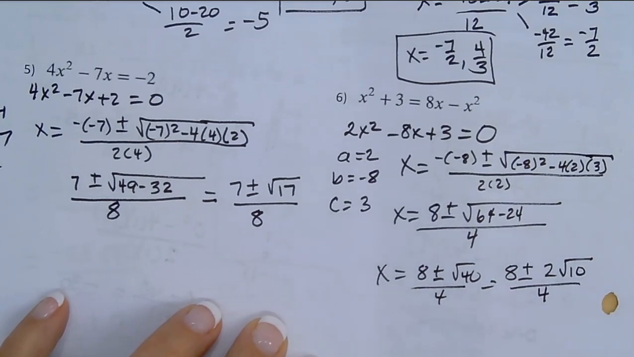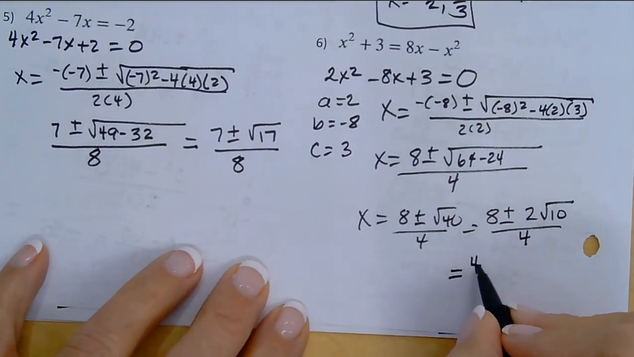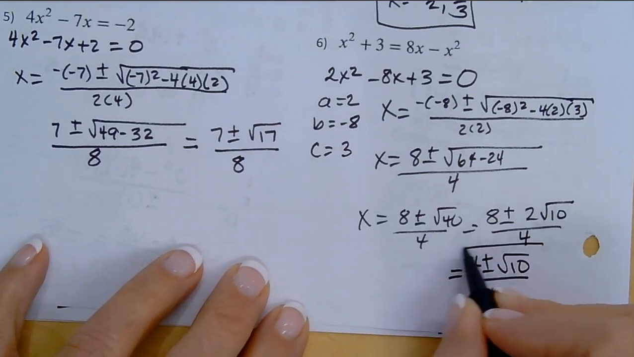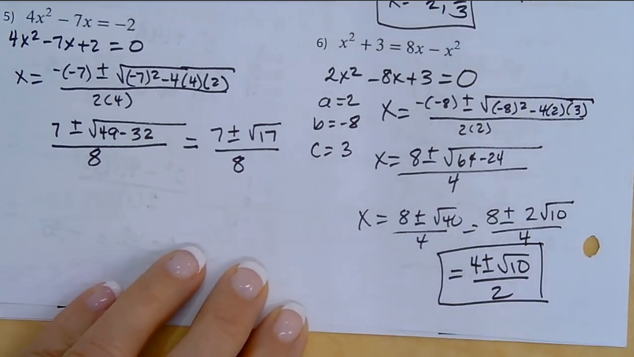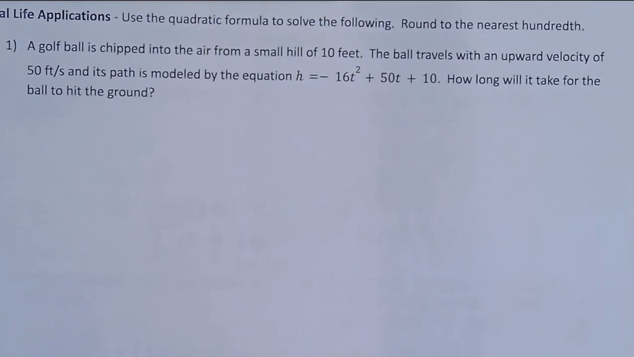Now, I would actually simplify this one more time because you can divide every single term here by 2. So I would say that this is 4 plus or minus the square root of 10 all over 2. That's how I would leave my final answer. All right, so we have some application that we're going to look at as well, real-life applications.